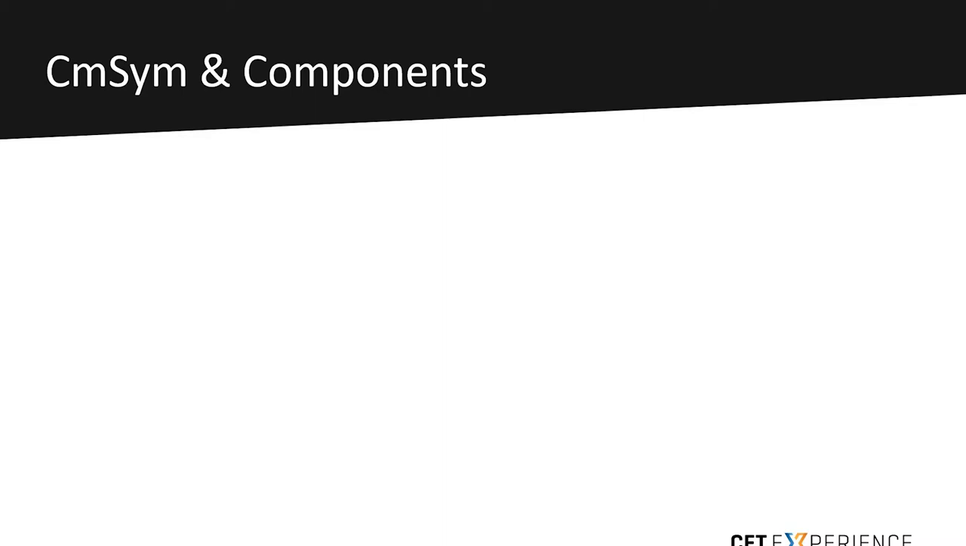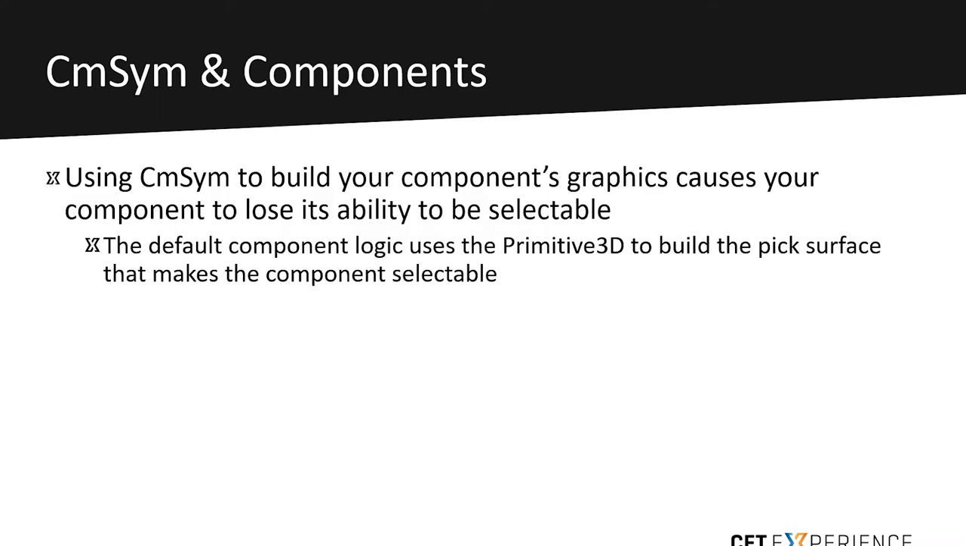I wanted to make one note about a limitation of components. If you choose to use CMSIM to build your component's graphics, you lose the ability for it to be selectable. The reason for that is because the default component logic uses the primitive 3D to build the pick surface that makes the component selectable. I already explained that when you click on an object, you're actually clicking on the pick surface 3D that snapper or that core object generates. For whatever reason with components, that pick surface 3D doesn't get generated because it's trying to find a primitive 3D object that you obviously didn't create because you used CMSIM.